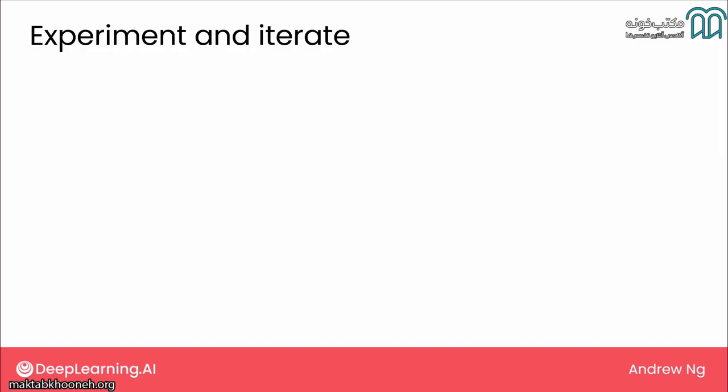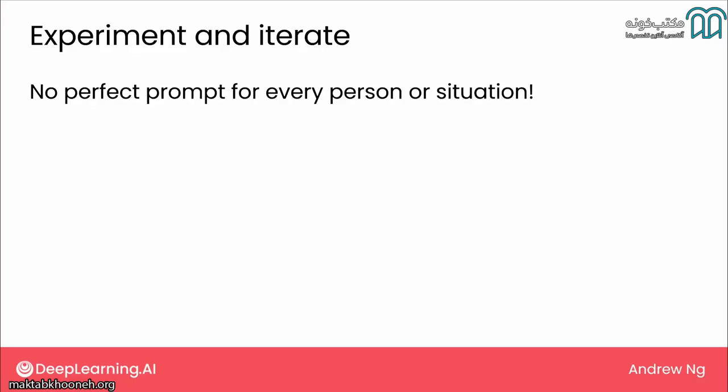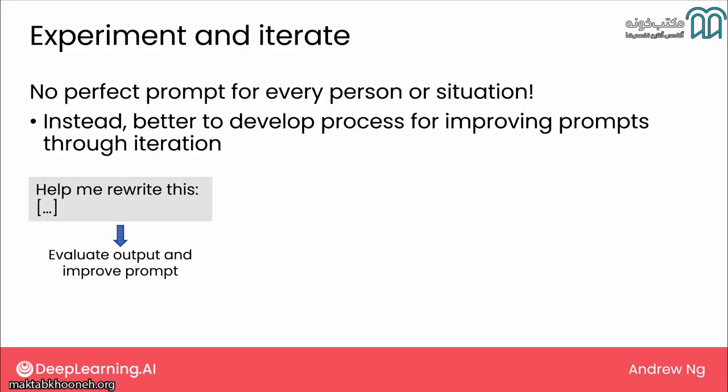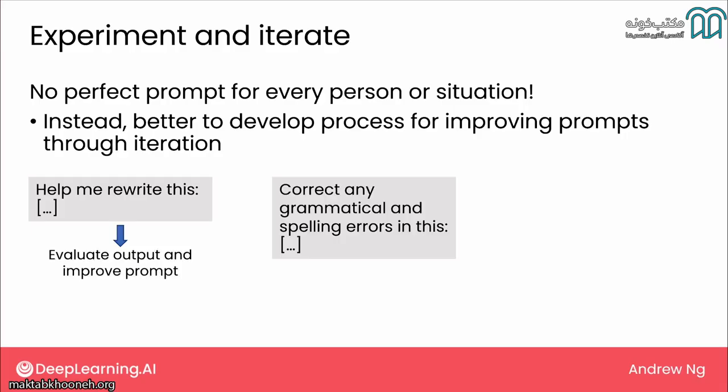But finally, there have been a bunch of articles that I've seen on social media that say things like 20 prompts that everyone must know, or 17 prompts that will help you grow your career. I don't think there's a perfect prompt for everyone. Instead, I find it more useful to have a process by which you can write the prompt that will generate the result for you. So when I'm prompting an LLM myself, I will often experiment and iterate and try something. Like I might start off saying, help me rewrite this. And if I don't like the result, I might clarify and say, correct any grammatical and spelling errors in this.